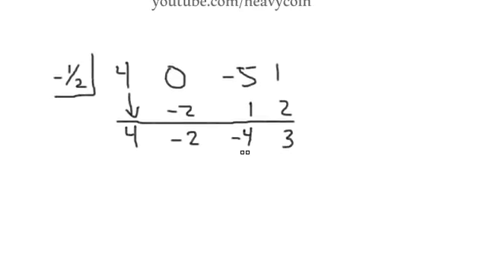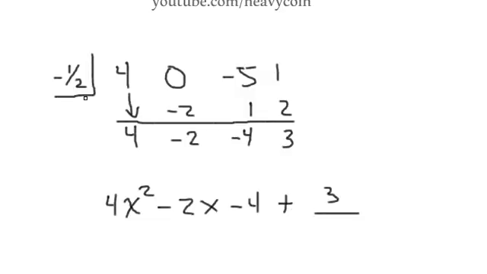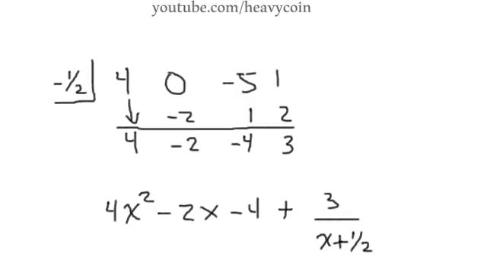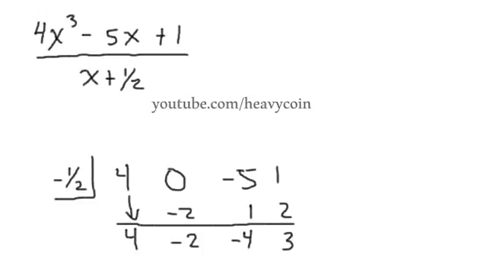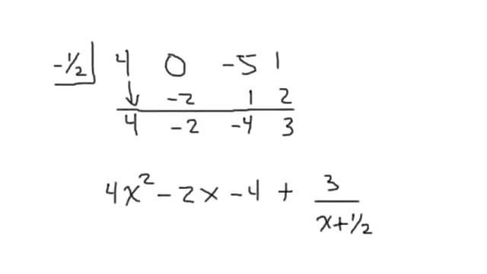Now remember, we started with 4x cubed, so we got to subtract a degree. So this is going to be 4x squared minus 2x minus 4 plus 3 over our divisor, which was x plus a half. And so this is all equal to our original fraction right there. And of course you should know how to check that, right? So you want to check that.